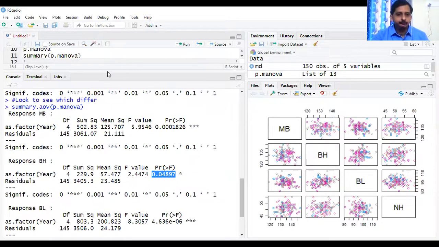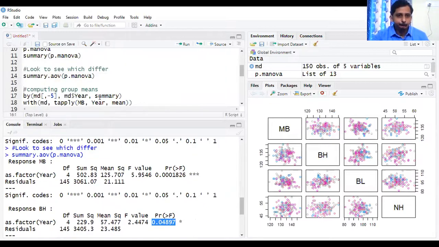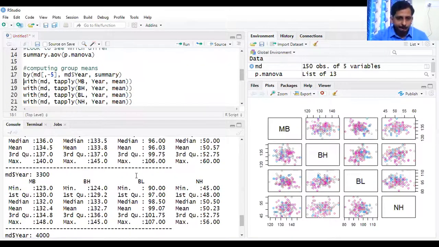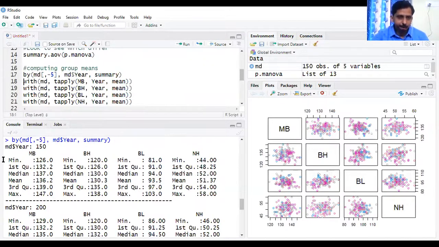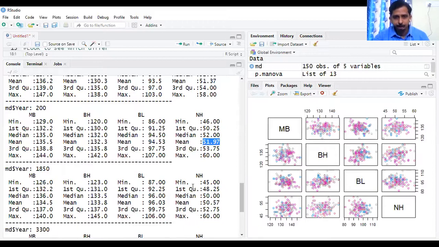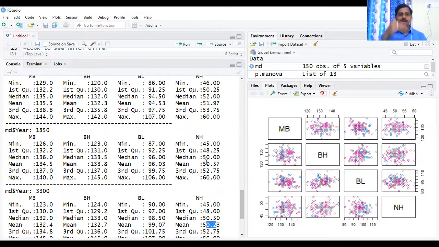Now let us go a little ahead, displaying summary statistics. See, this is across years, 150 AD. There was no difference in nasal height. Look at the means: 51.37, 51.97, then 50.57, and then 50.23. Look at the means of nasal height across the years. And one more is there, 4000, that is 50.53.